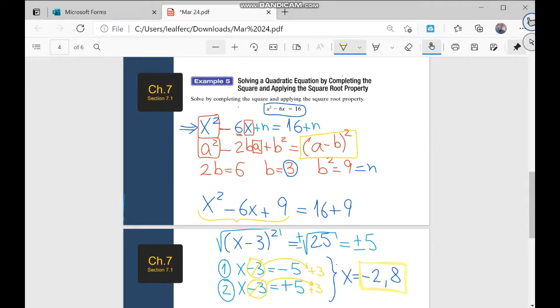We selected the right formula of perfect square trinomial. We found n, we completed the square, and then we applied at the very end the square root property to find two different solutions. Okay?